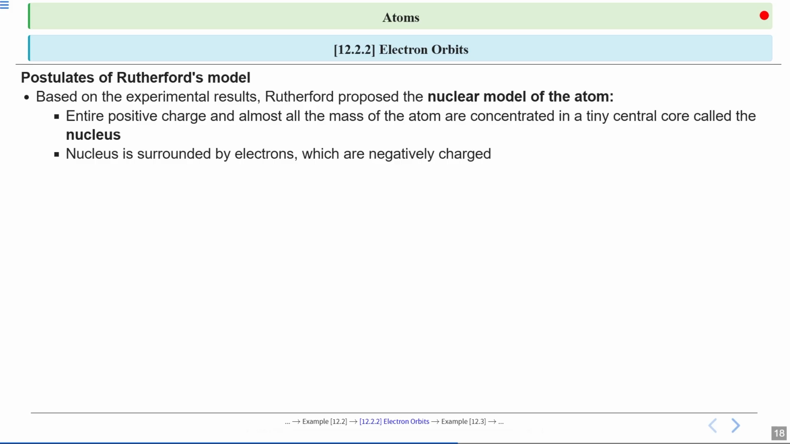Next, Rutherford said that the nucleus is surrounded by electrons, which carry a negative charge. These electrons are much lighter than the nucleus and move around it. This arrangement helps explain why atoms are mostly empty space.